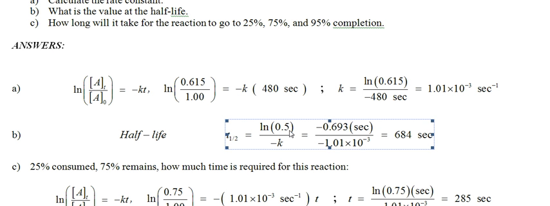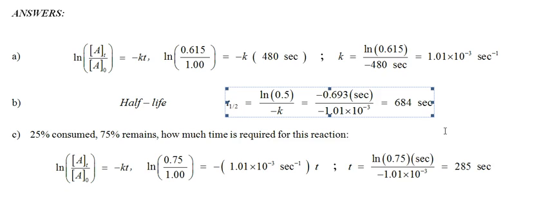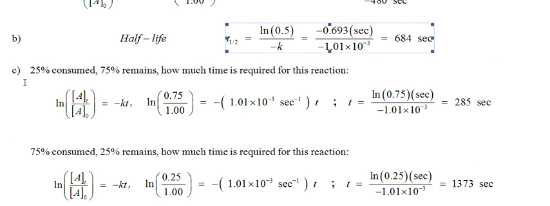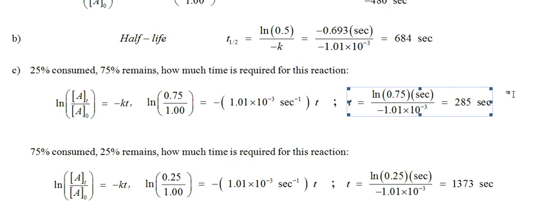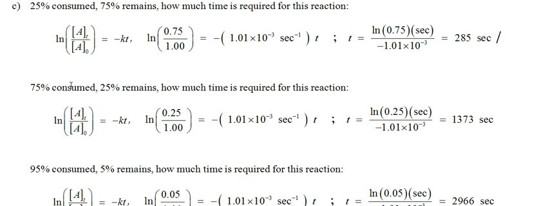Half-life, again, plug in half the concentration over the negative K value, and in this case it should produce a 6.84 second reaction. And then in part C, 25% consumed should be around 285 seconds, and 75% consumed means that we have 25% remaining, which means that most of the reaction has been completed, so it's around 1373 seconds.